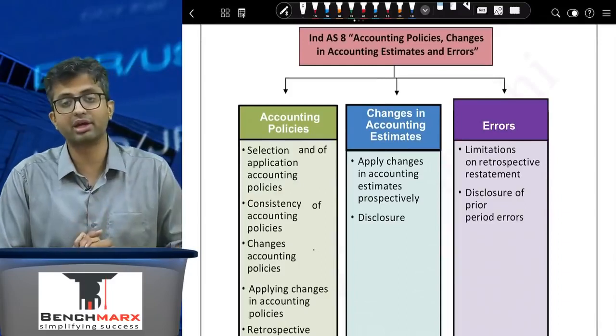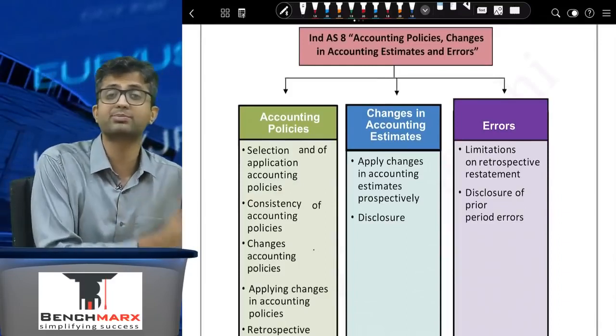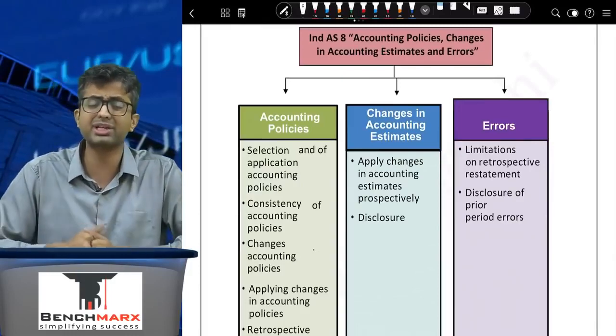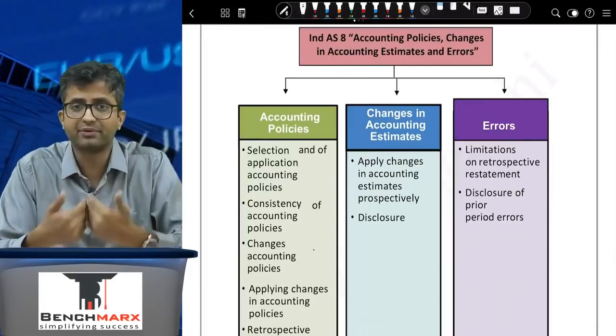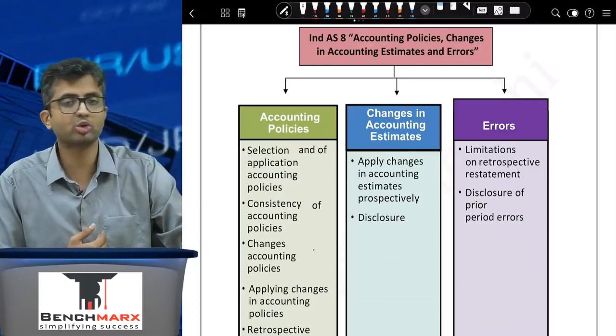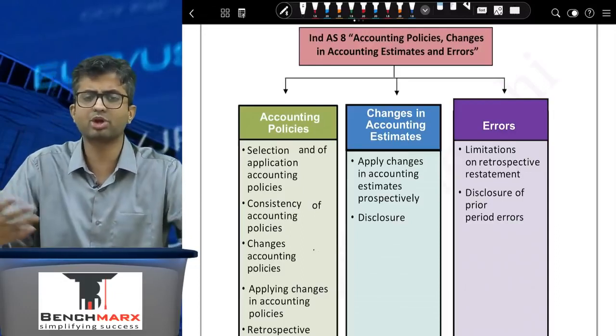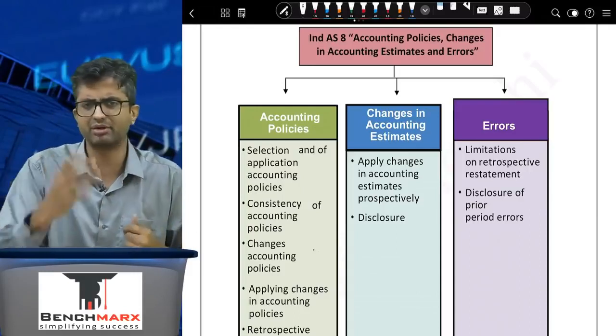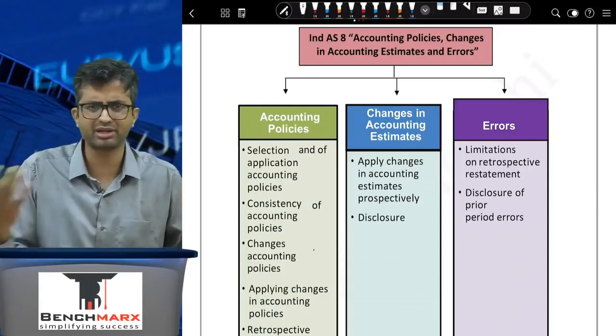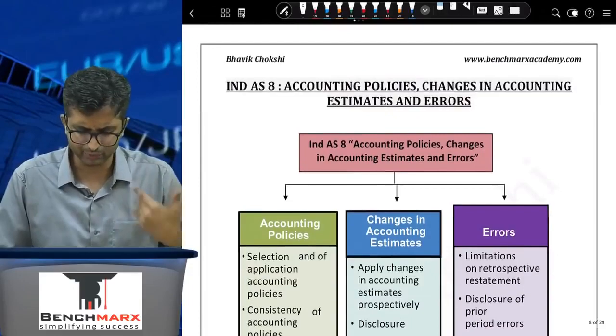The retrospective restatement is required in all cases unless it is proven to be impracticable. Impracticable means even after applying all the efforts, you are still unable to quantify the impact. Maybe that is because of loss of data, maybe it was destroyed due to a virus or a server attack, etc. So this is Ind AS 8.